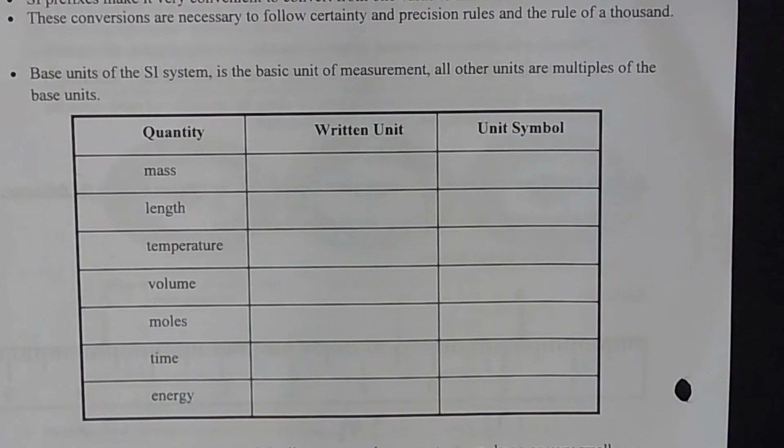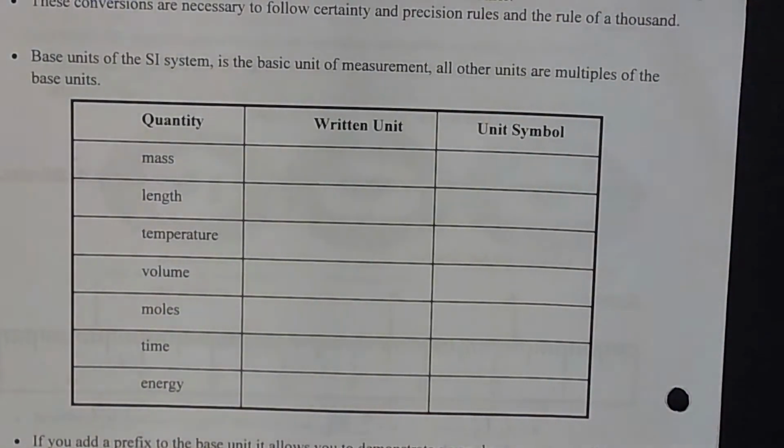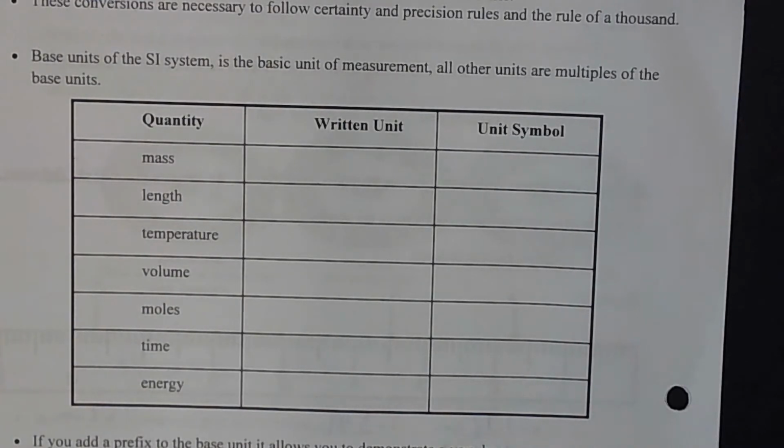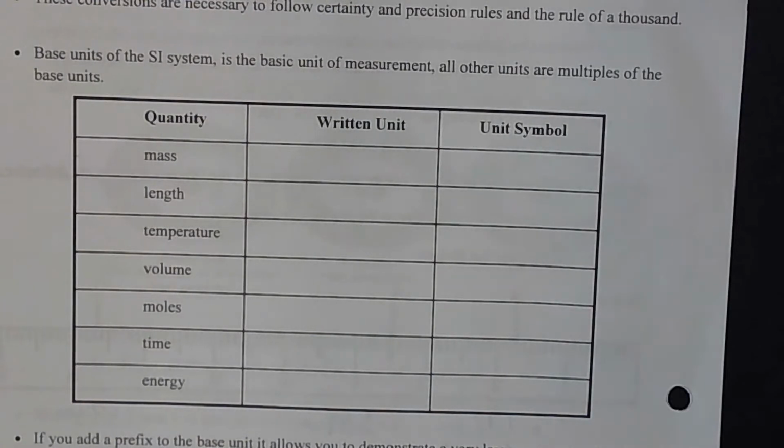So we're going to go over these. International System, or SI, System International, is the system of measurement used in the scientific community and all over the world. SI prefixes make it very convenient to convert from one value to another. These conversions are necessary to follow certainty and precision rules and the rule of 1,000. The base units of the SI system are the basic units of measurement. All other units are multiples of the base units.